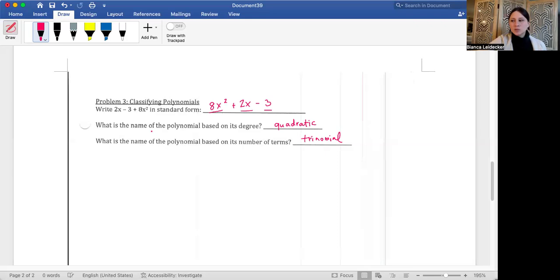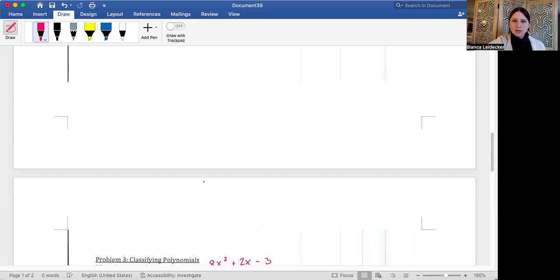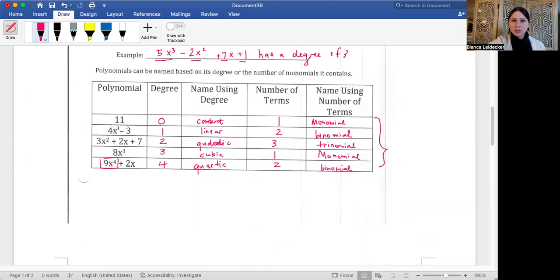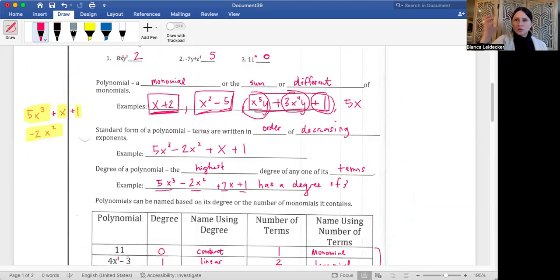Okay, you'll get some more practice in your book and on some worksheets. So it just takes practice. Some of this vocabulary you just have to memorize and learn. And then it's just getting used to naming these things correctly. That's all I have for today.